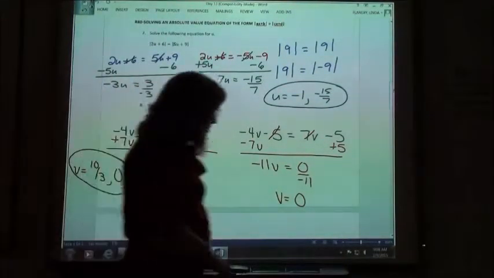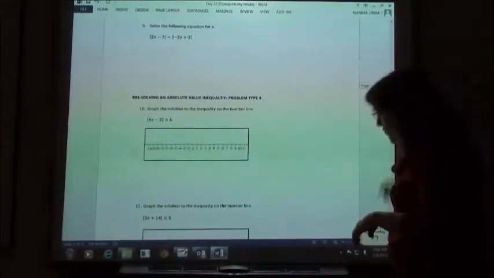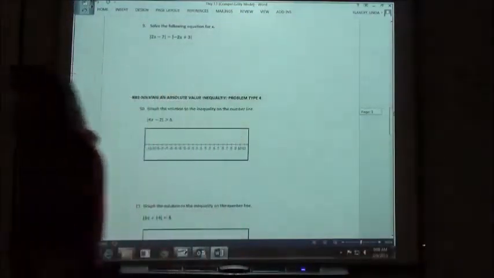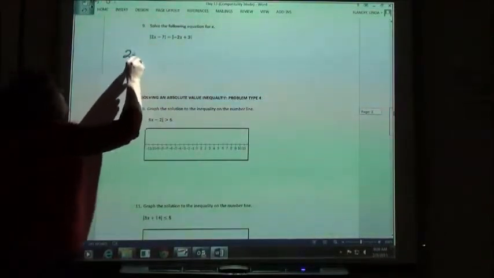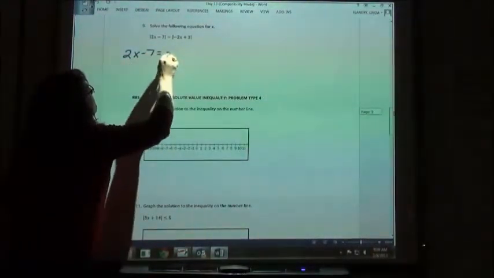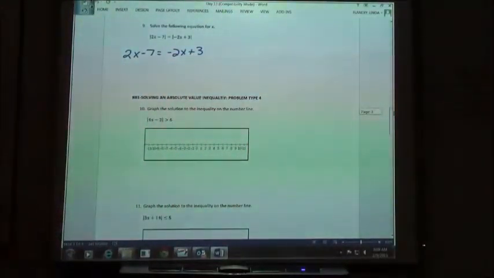So number 9, think about what your two cases should be, what you're going to write down on your paper to solve your problem. We have 2x minus 7 equals negative 2x plus 3. So on our first case, what should our equation say? 2x minus 7 equals negative 2x plus 3. So we left everything exactly the same, just got rid of the absolute values.